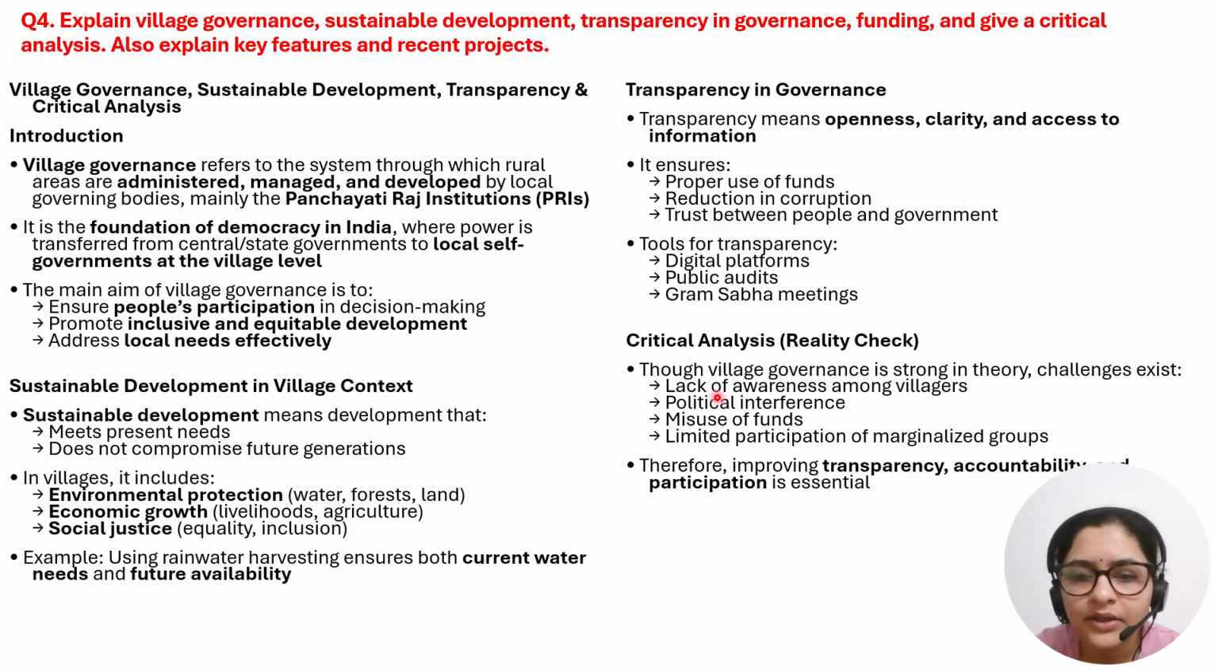Critical analysis. Though village governance is very strong in theory, there are many challenges which exist in the background. So what are the challenges? Lack of awareness among villagers is the main challenge. Political interference, misuse of funds, limited participation of marginalized groups. Hence, improving transparency, accountability, and participation is very, very important.